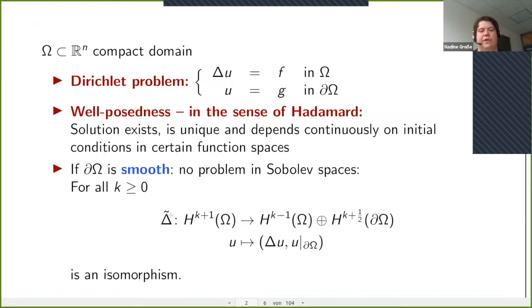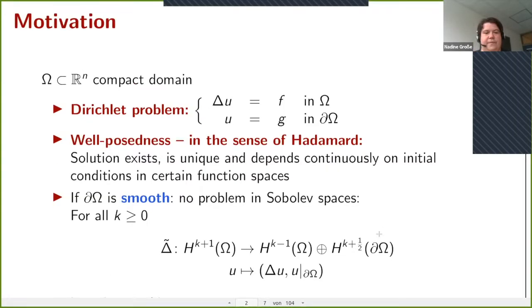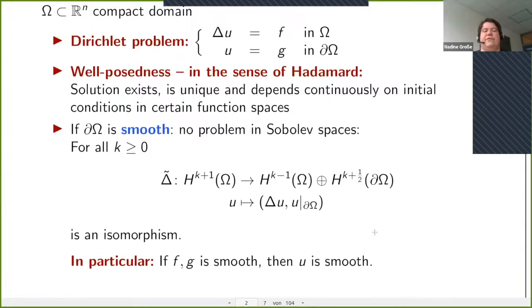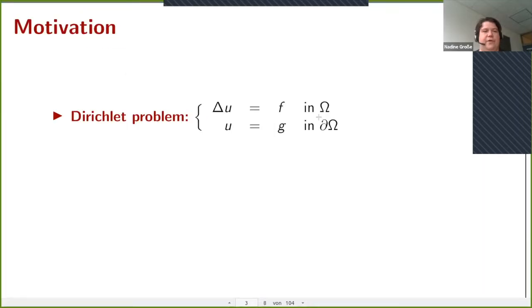at u in some K plus one Sobolev space, and then you map it to the Laplacian of u, you lose, of course, two orders of regularity, so you land in K minus one Sobolev space, and then you have the value at the boundary where you lose 1/2 from the trace theorem. And this is an isomorphism, which gives you the well-posedness. And of course, this tells you in particular that if f and g were smooth, then your solution u was smooth as well. Yeah. So that's the part for smooth boundary.